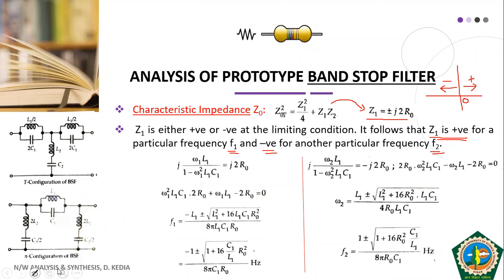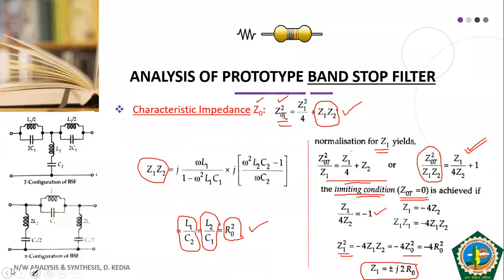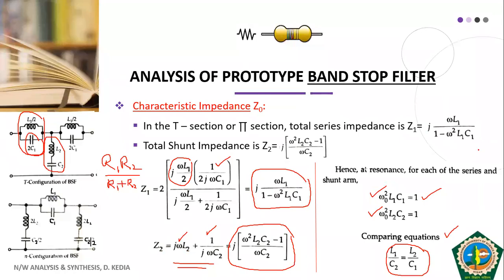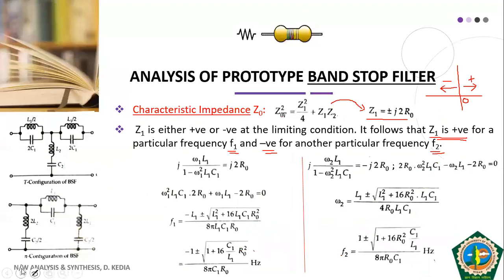Now, what is the value of Z1? As we have seen in the previous slide, your Z1 was this one. You have to memorize this, and the same thing we are using here. This is your Z1. So we are taking Z1 equal to the positive value, positive meaning plus j2 R naught. We are saying Z1 is positive for frequency F1. F1 means omega 1. So in the expression for Z1, instead of omega, we will take omega 1. You notice that we have omega 1 here.